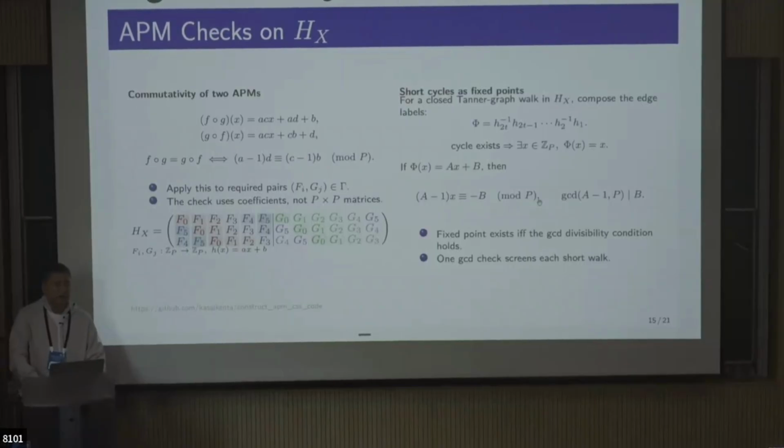Okay, yes? If you consider a cycle in the base graph, and then you are checking whether that short cycle is lifted, surviving in the lifted graph. Yes. So the check is cheap because we can check it modulo P.